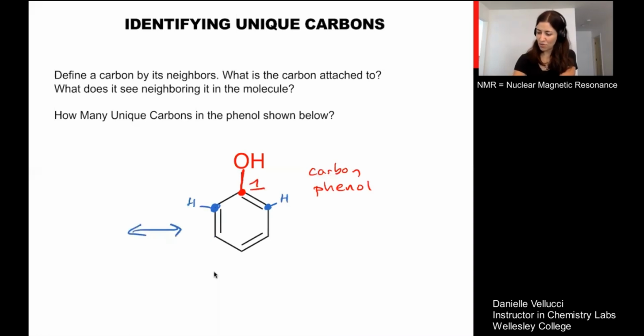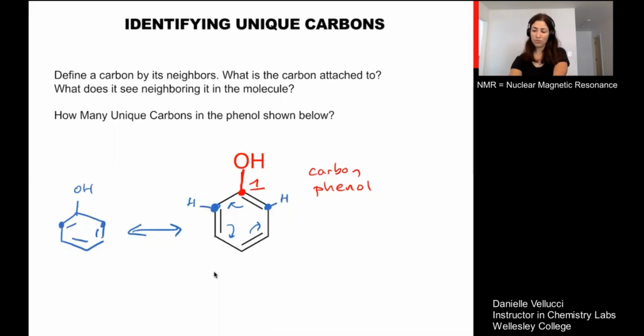You know about resonance now because you've become masters of resonance in class. So you know that I could draw this molecule by pushing the pi bonds around. And so when I consider both resonance structures, it really helps me to see that the 2 carbons with the blue dot are in fact identical to each other. We'll call them both number 2. Okay.